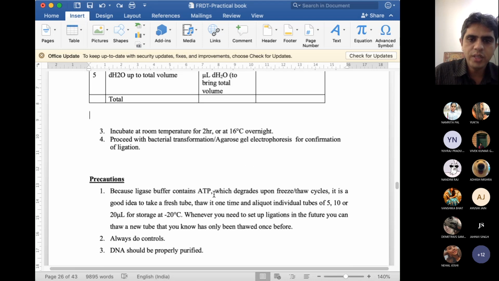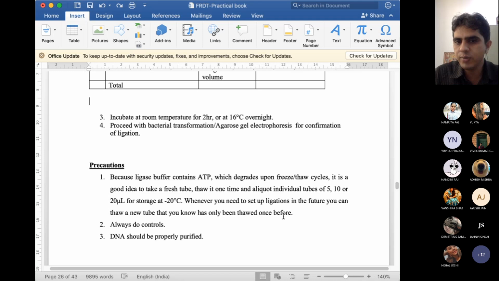What precaution you need to take care? Because ligase buffer contains ATP. So this is a thing. That's why I was referring you here the need of the temperature that we are referring. Because ligase buffer contains ATP, which degrades upon freeze-thaw cycle. Means we are quickly freezing, thawing, means bringing to the -20, coming back to your room temperature.